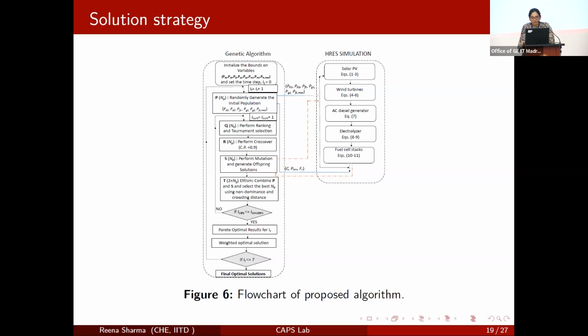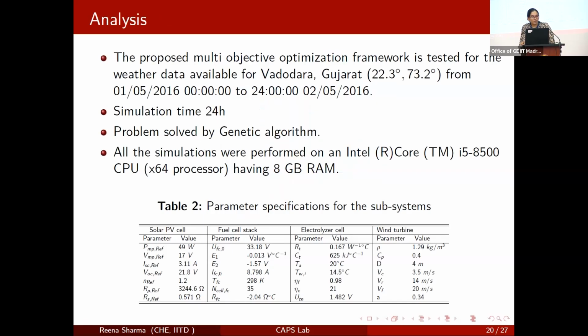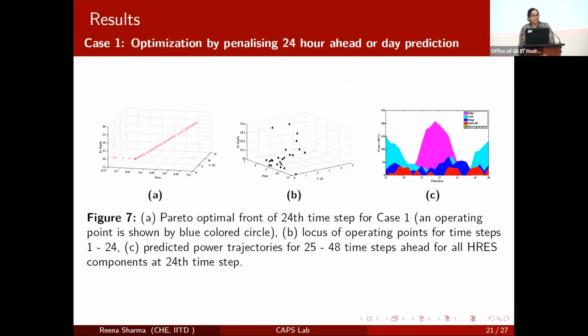This analysis and work is performed for the areas of Vadodara, Gujarat. The simulation time is 24 hours, and the problem is solved by genetic algorithms. There are some parameter specifications for the subsystem, as follows. So what can we find? We find the first case, the optimization by penalizing the 24-hour ahead or day predictions.